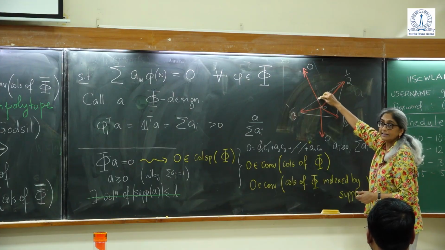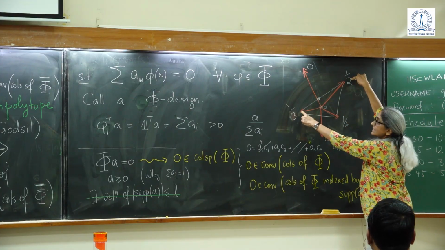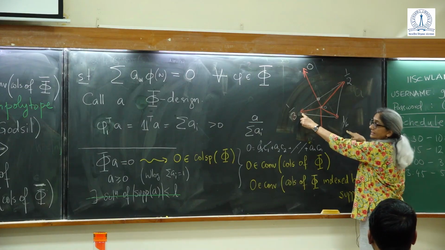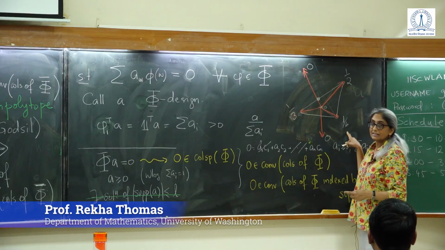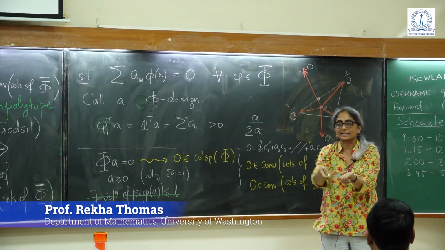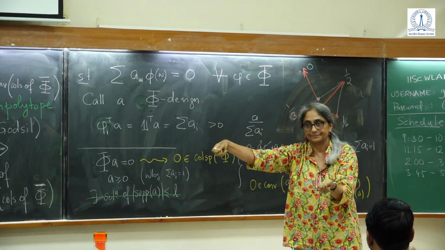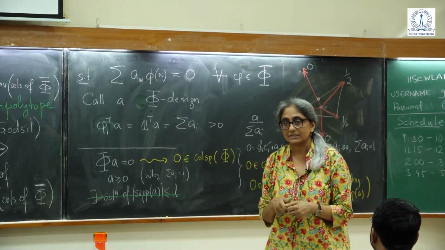Like if 0 was here, then it's only using this and this, not this. But this is part of the convex combination because that's how the A vector comes to you. It's telling you it's positive here, here, here. Does that answer your question?